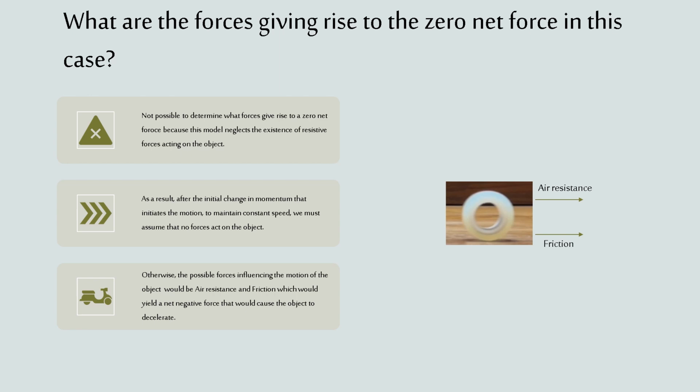So, what are the forces that give rise to the zero net force in this case? I think it is not possible to determine these forces because our model neglects the existence of resistive forces acting on the object. As a result, after the initial change in momentum that initiates the motion, to maintain constant speed, we must assume that no forces act on the object. Otherwise, the possible forces influencing the motion of the object would be air resistance and friction, which would yield a net negative force that would cause the object to decelerate.